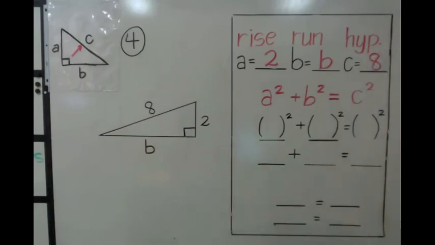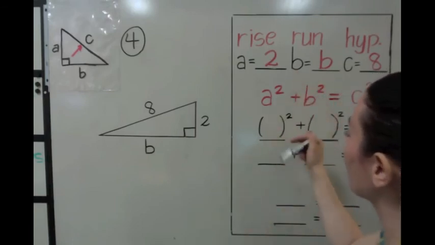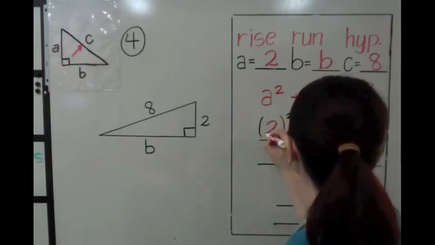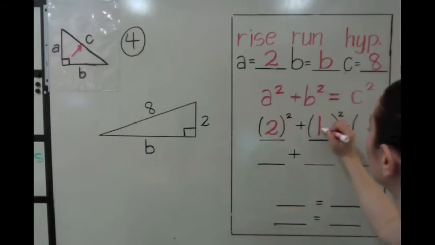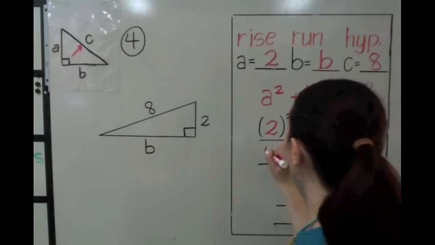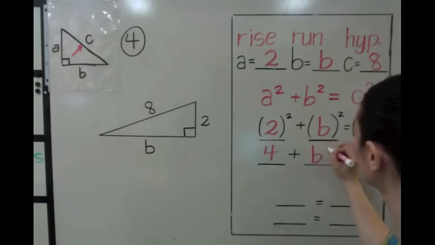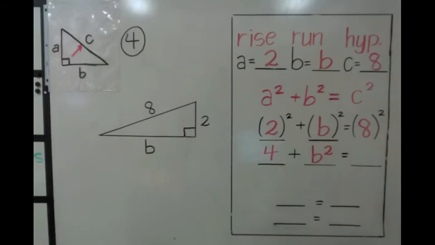Cool. Now we're going to plug in A, B, and C into the Pythagorean formula, okay? So we need to square all the sides. What's A? A is 2. B is still B. And C is 8. Great. Now you're going to square all of the sides. What's 2 squared? 4. Okay, what's B squared? It's B squared, yeah? 8 squared? 8 times 8, what is it? 64. Very good.